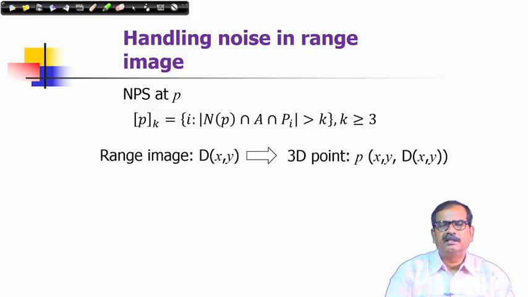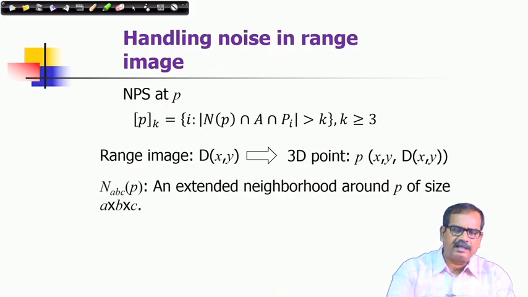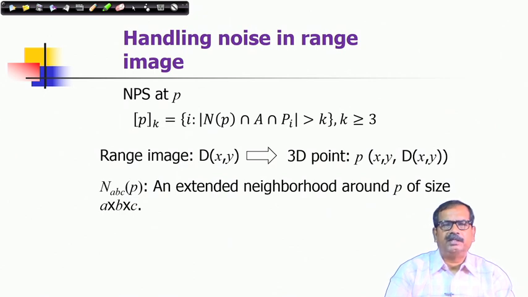its neighborhood, then to handle this kind of tolerance of deviations of points which may lie on a neighborhood plane, what did we consider? We considered an extended neighborhood around P, and this extended neighborhood, for example, of size A cross B cross C, so minimally they should be 3, so all of them should be greater than or equal to 3. So, that is how the extended neighborhood is defined, and for maintaining symmetry, usually they are all odd numbers.